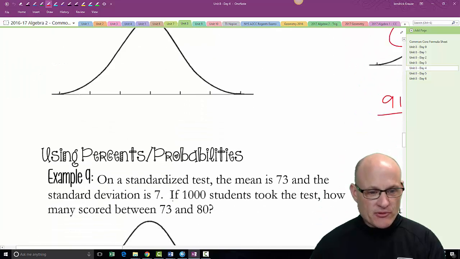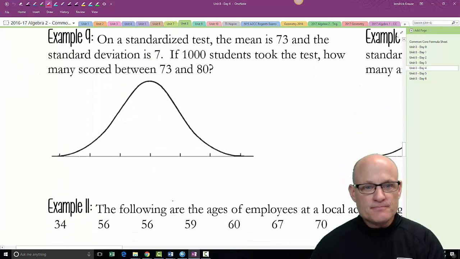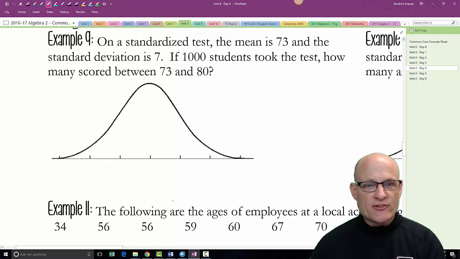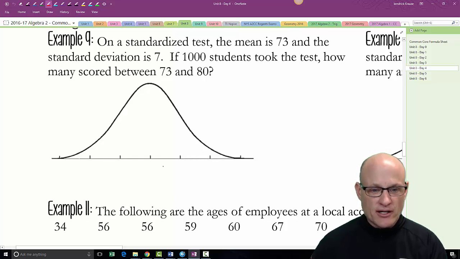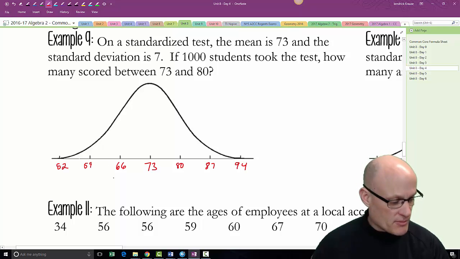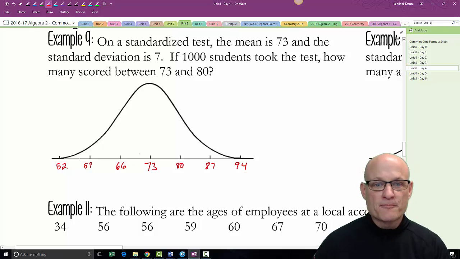All right, let's use these percents. On a standardized test, the mean is 73 and the standard deviation is 7. All right, let's do that. 73. Adding 7 would be 80, 87, 94. Subtracting 7 would be 66, 59, 52. So those are my numbers. Those are the important part.